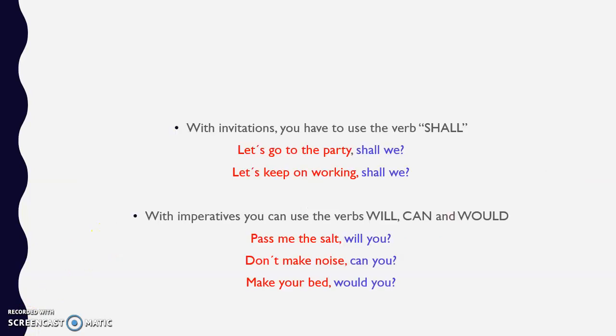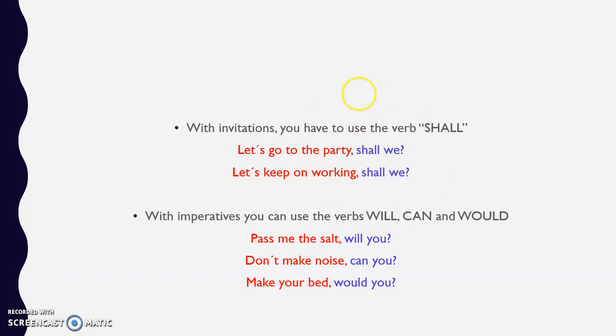So the following one is that, for example, when you are making invitations, especially with the verb let's, okay, this is an invitation, so as it is a plural, we are always going to use the same question tag. For example, you are going to have let's go to the party, you are going to ask shall we, or let's keep on working, and the same is going to be shall we. This is like the general formula for invitations.